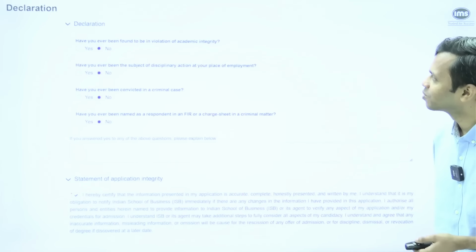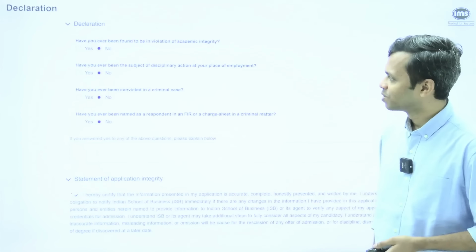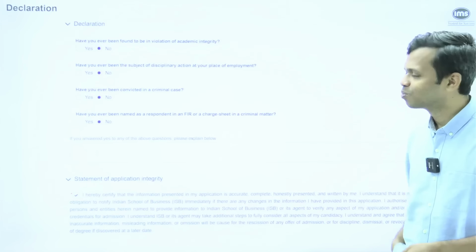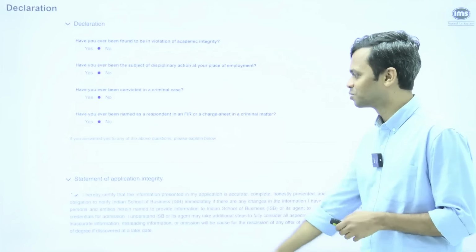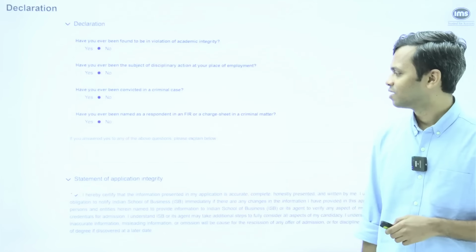Have you ever been found in violation of academic integrity? Have you ever been the subject of disciplinary action? Have you been convicted in a criminal case and all of that? I hope you will select the information that is applicable to you and then just put a checkbox there, right? So just put a click there, you're done.